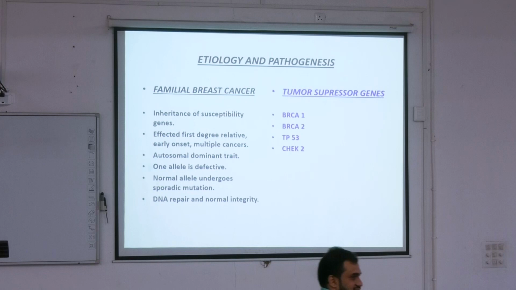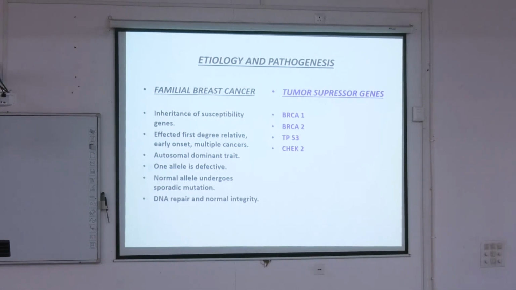So, etiology and pathogenesis. There are two things you must remember. One is the genetic factor or hereditary factor, and the other is the sporadic factor. We will be talking about the genetic factor first, and in it you must remember the names of these genes. I don't think they will ask you about sporadic cases, but in hereditary factors they may ask you the name of the genes.